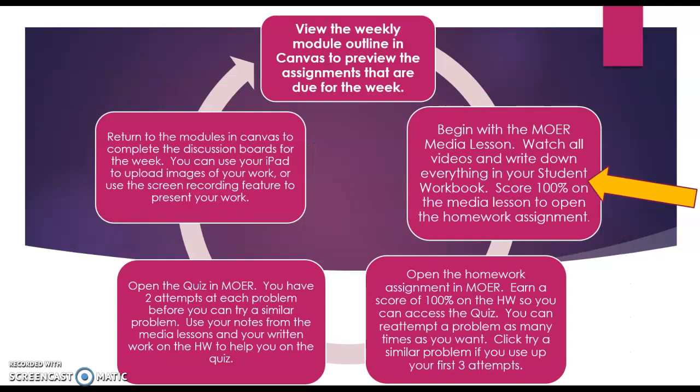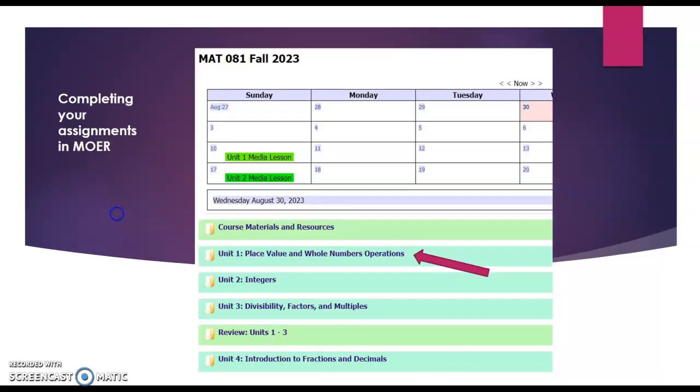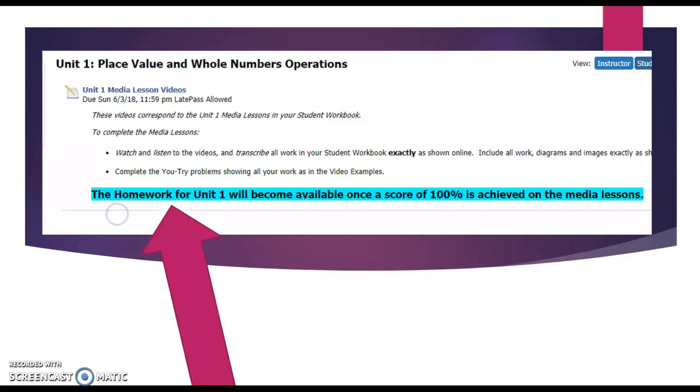After you've viewed the weekly module outline, you're ready to go to the More system and start with the media lesson. In the media lesson, there's video tutorials, and you'll take notes in your student workbook. The pages in your student workbook align with the videos in the media lesson. Score 100% on the media lesson to open the next homework assignment. To access the media lessons, navigate to our More course and click on the folder for the unit that you're working on. Once you open the folder, you'll find access to the media lessons. Once you score 100% on your media lessons, the homework for that unit will become available.